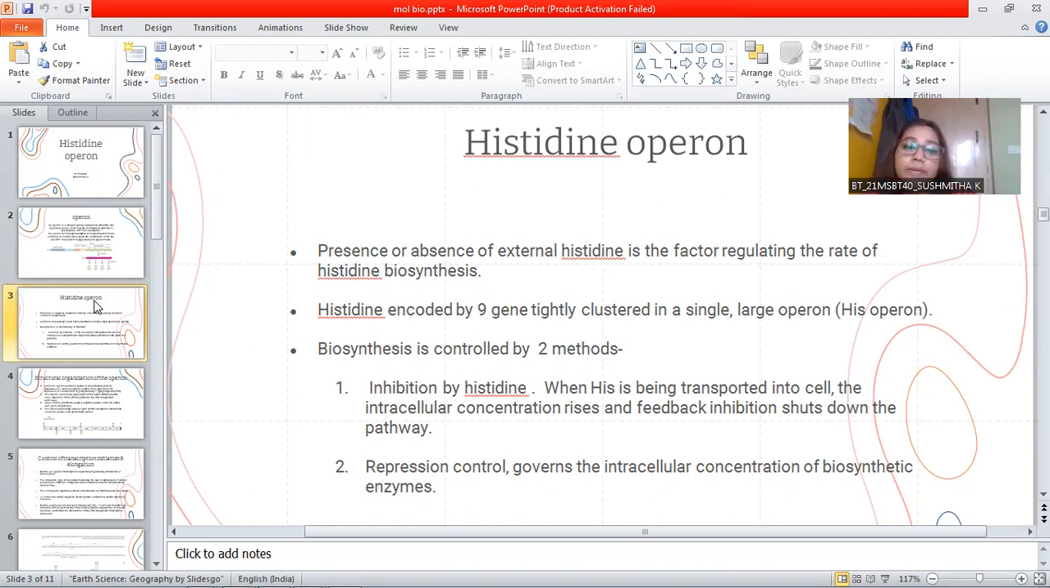That is one method. Another method is repression control. Repression control is basically where the enzymes control the action or reaction of the operon.